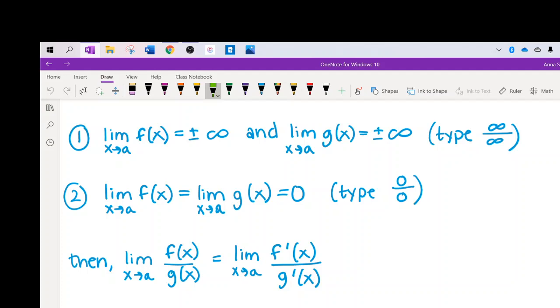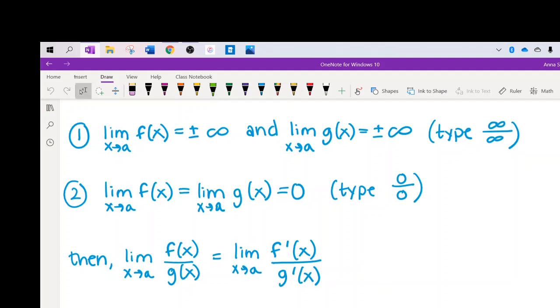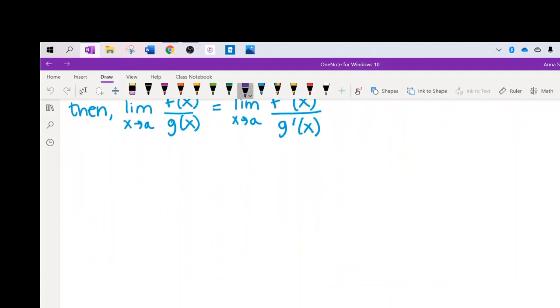Okay, so I want to start by doing an example, and I would encourage you to try this example yourself, and that probably goes for all the examples in this video. We're going to do the limit as x approaches infinity of x over ln of x.